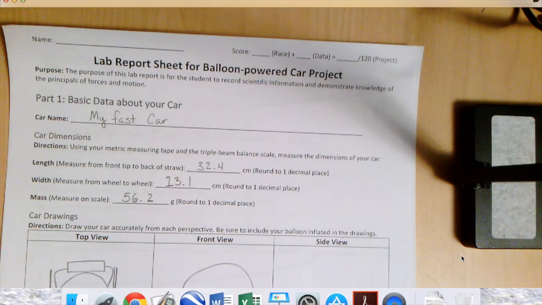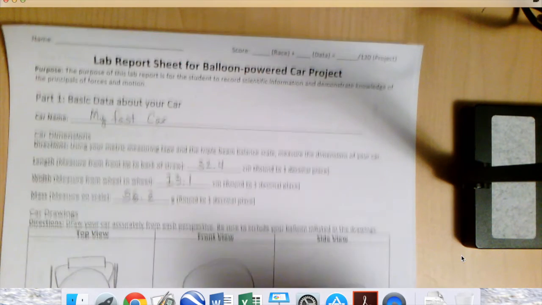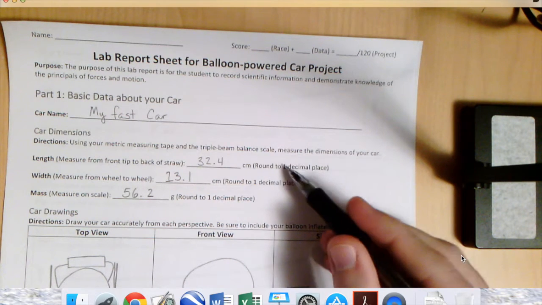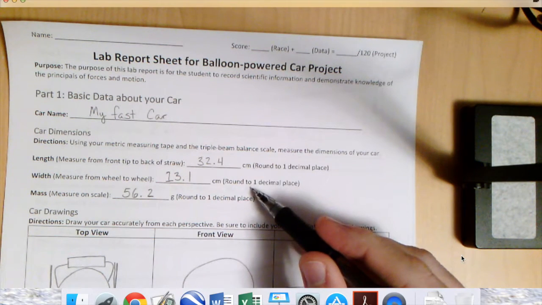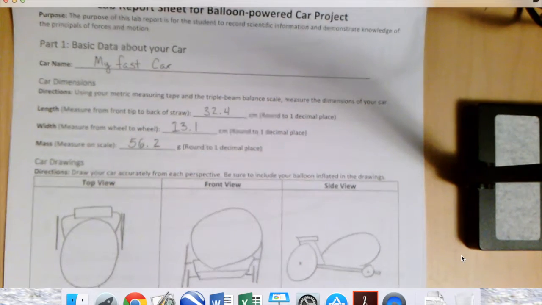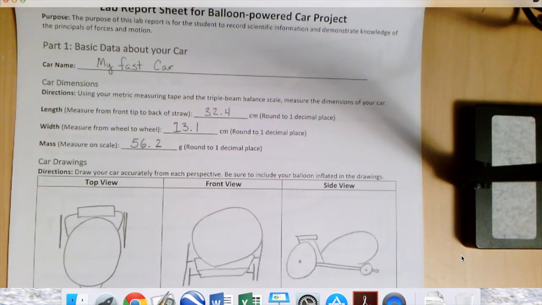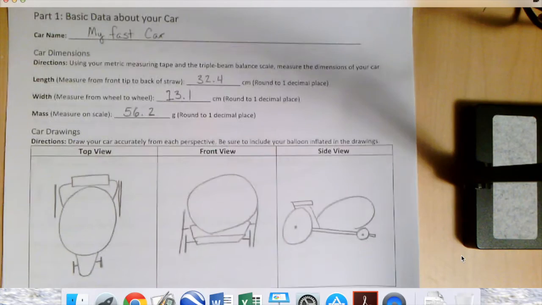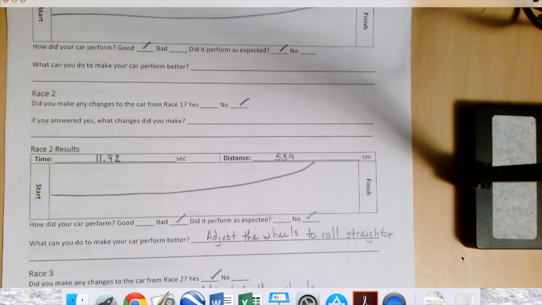So what we did, of course, in class on Friday, was you raced your cars 3 times. You got all your information. Now, on Thursday in class, you brought your car. You measured the length, the width, the mass, and then drew. Okay, so this is a hypothetical car I created. Then, hypothetically, in class on Friday, I raced my car and I got this information.